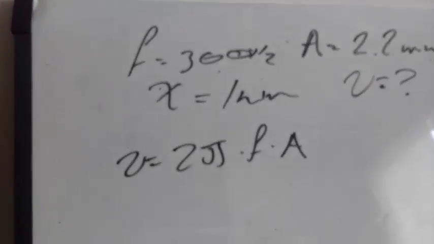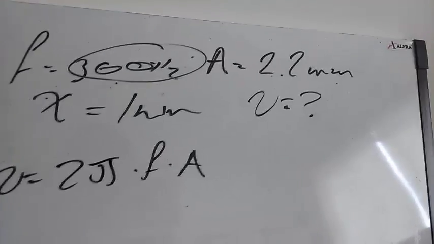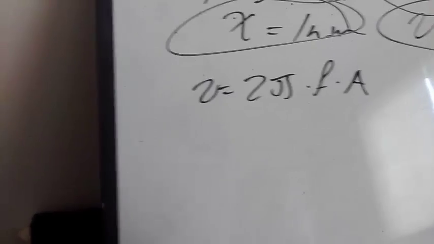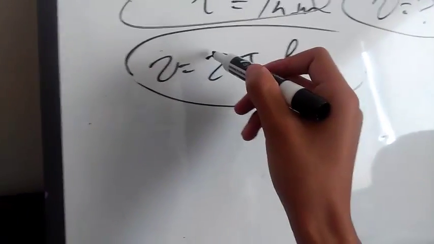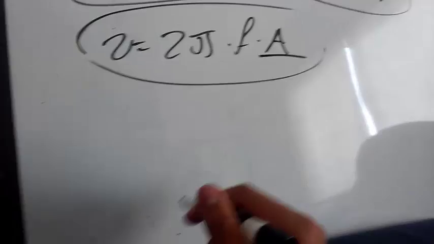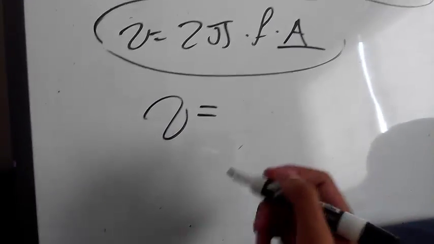Exercise, they tell us that a fork has a frequency of 300 hertz, and they also tell us the amplitude and the displacement, and they're asking us for the velocity. In this case we can use this formula, where we already have pi, we already have f, and we already have a. Now we have to substitute the values, and that way we get the velocity.